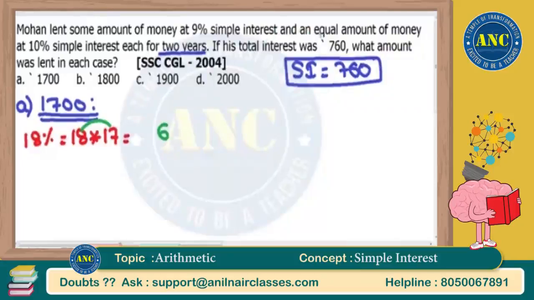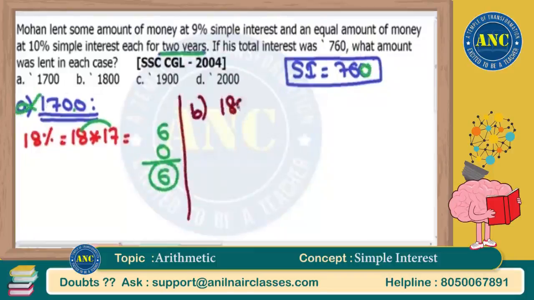They are also saying an equal amount at 10% simple interest for 2 years. For 1 year it is 10%, for 2 years it is 20%. 10% of 1700 is 170, and 20% is 340. That also ends with 0. The unit digit in the simple interest should be 6, but the unit digit is 0. That cannot be the answer. Ruled out. Like that, for every option, work with the unit digit.